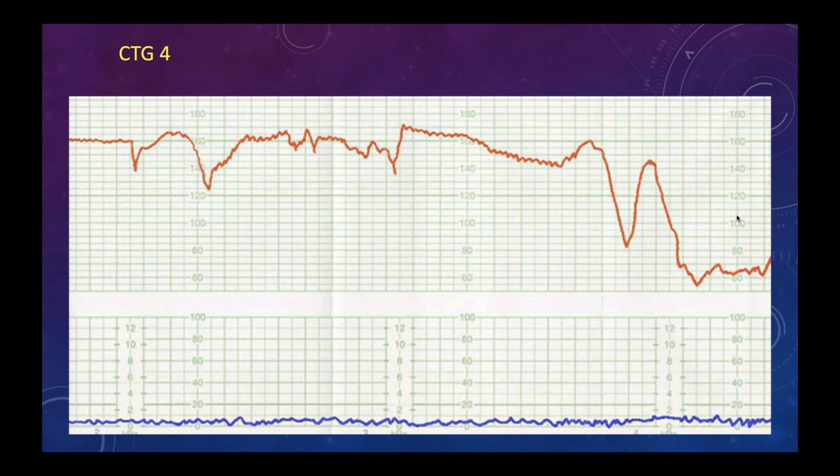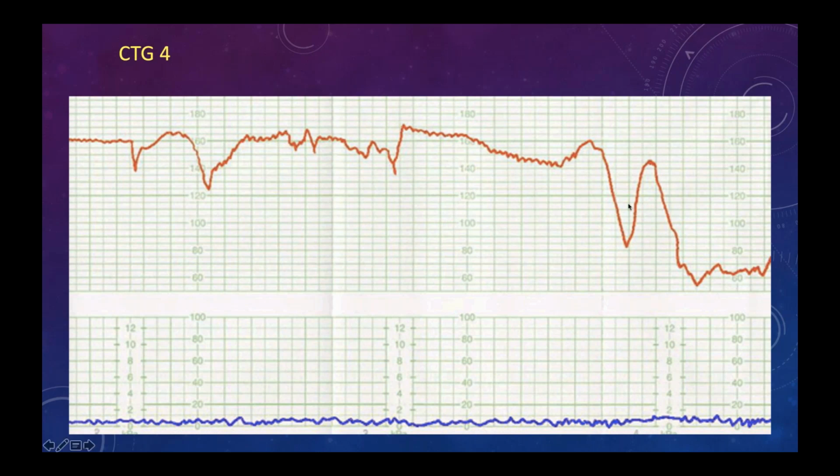The baseline heart rate is tachycardia, because there's no contraction. You can take the longest period, and it must be around 170, a baseline heart rate of around 170. And then there are no accelerations. And then you have the decelerations. This is a 30 minute trace, and you have 1, 2, 3, 4, and then there is a prolonged deceleration.